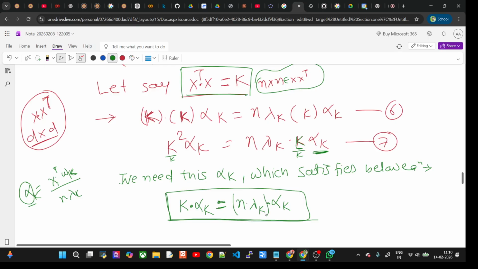You need to satisfy this equation. Okay, that's fine. But what is this? So what is this k? K is x transpose x. This is nothing but your k value. Okay, you can put this k here.